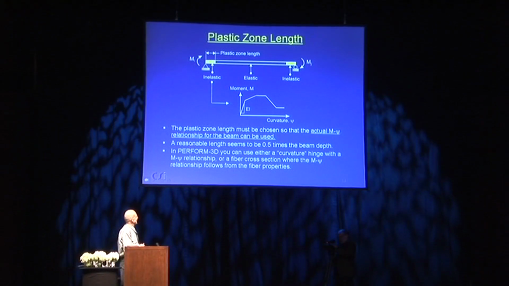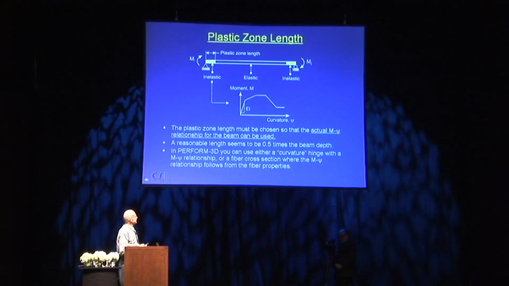So what you have to do is pick the plastic zone length which enables you to use the moment curvature relationship for the actual beam. And there's a basic rule for this: 0.5 times the beam depth. It's really rough, but actually it's probably not bad. And for practical purposes, it's probably about as good as you can do.